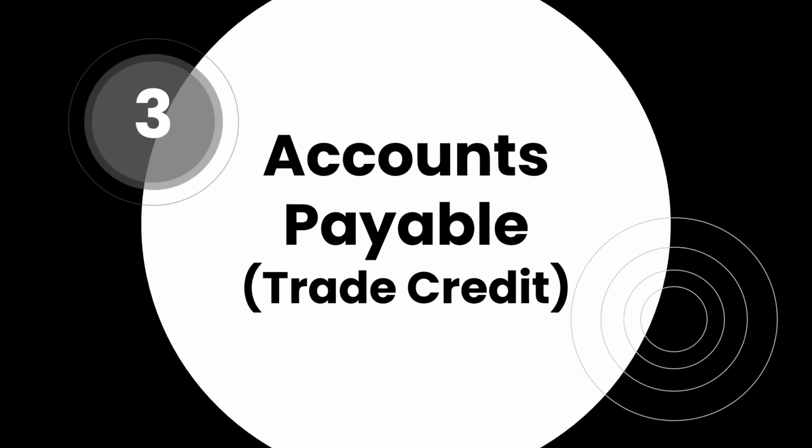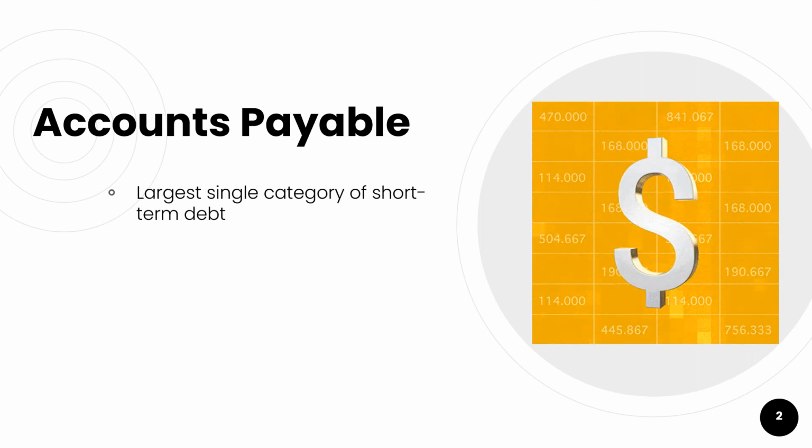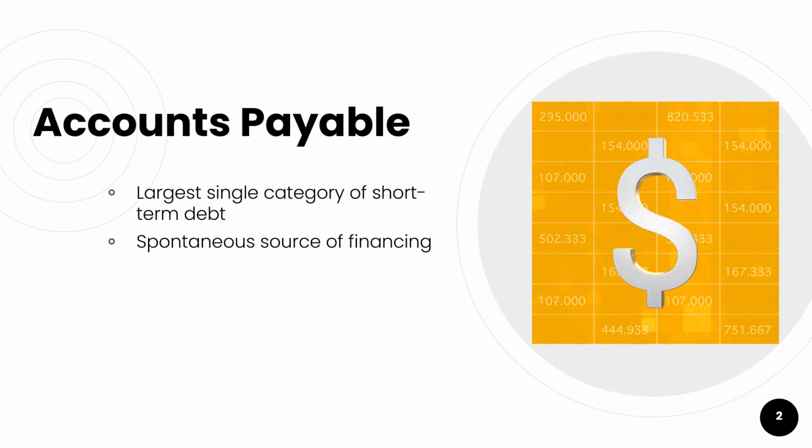We have already covered the current assets for working capital management. Let us now get into the current liabilities. To start off, we have accounts payable or trade credit. Accounts payable is the largest single category of short-term debt, usually representing about 40% of the average corporation's current liabilities. This credit is a spontaneous source of financing in the sense that it arises from ordinary business transactions.